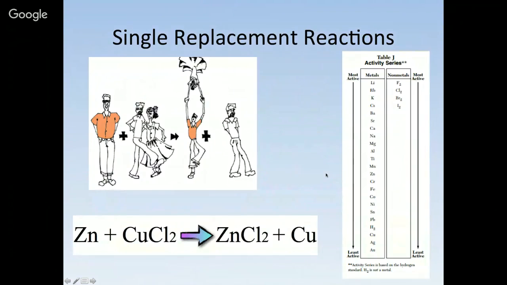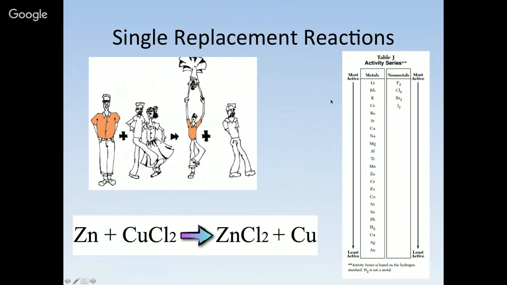So let's look at single replacement reactions for a second. I forgot to mention, you should have your reference table out close to you, as well as a calculator, maybe some paper to do some calculations. If you don't have those things, we are going to take a stretch break in a little while and you can go and get those things.